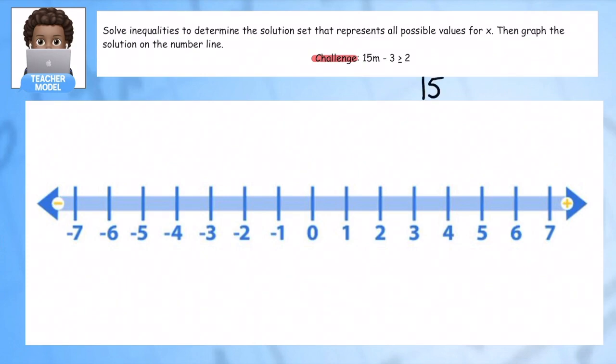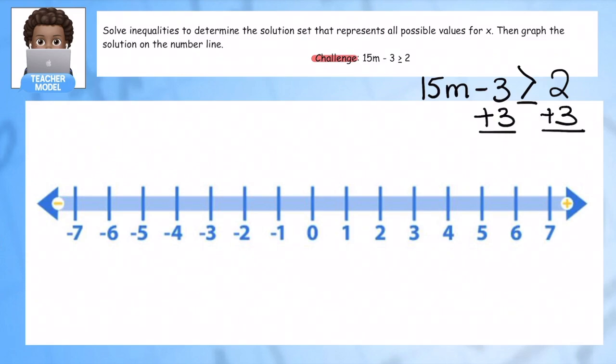Let's see. So I have 15m minus 3, a number times 15, and then minus 3 is greater than or equal to 2. So the first thing I'm going to want to do is work backwards. If it's a number times 15, then subtract 3, I'm going to deal with this 3 first. We're going to add 3, and then we're going to deal with this 15, the times. Okay, so the first thing I'm going to do is add 3 to both sides.